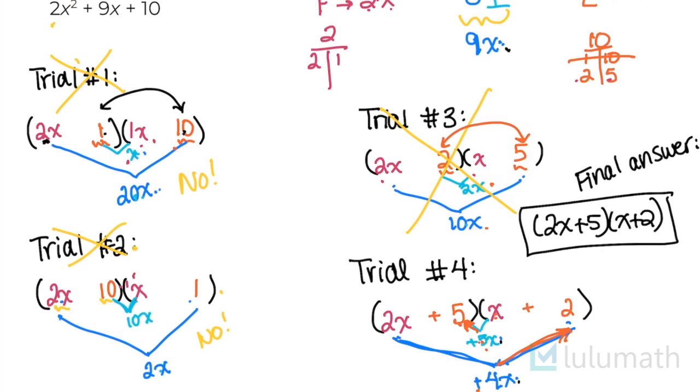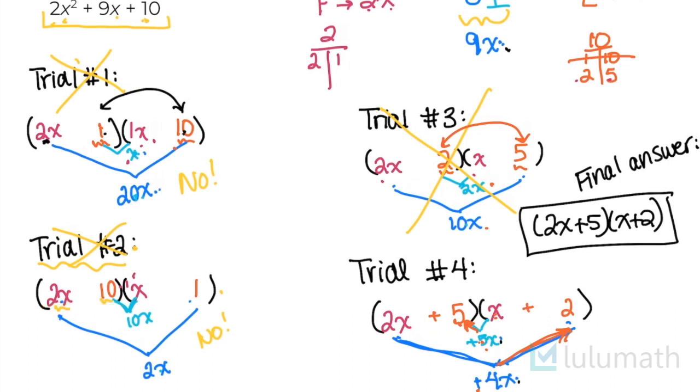Really quickly, I just want to give a little tip to help make things a little bit easier for you when you are factoring. If you notice, our original problem does not have a GCF. 2x squared, 9x, and 10 have nothing in common. If you look at trial number 2 right here, we had this 2x and this 10 right here, and 2x and 10 have a common factor. They're both divisible by 2.